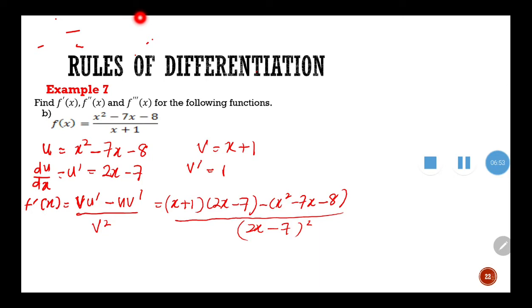Okay, so we have got f prime x. Basically we already have the answer. And now we're going to proceed to f double prime x. The function looks complicated. From the answer here, it looks like the function is a bit complicated for you to proceed further to find f double prime x, right? We have x plus 1 times 2x minus 7 minus x square minus 7x minus 8 over 2x minus 7 square.